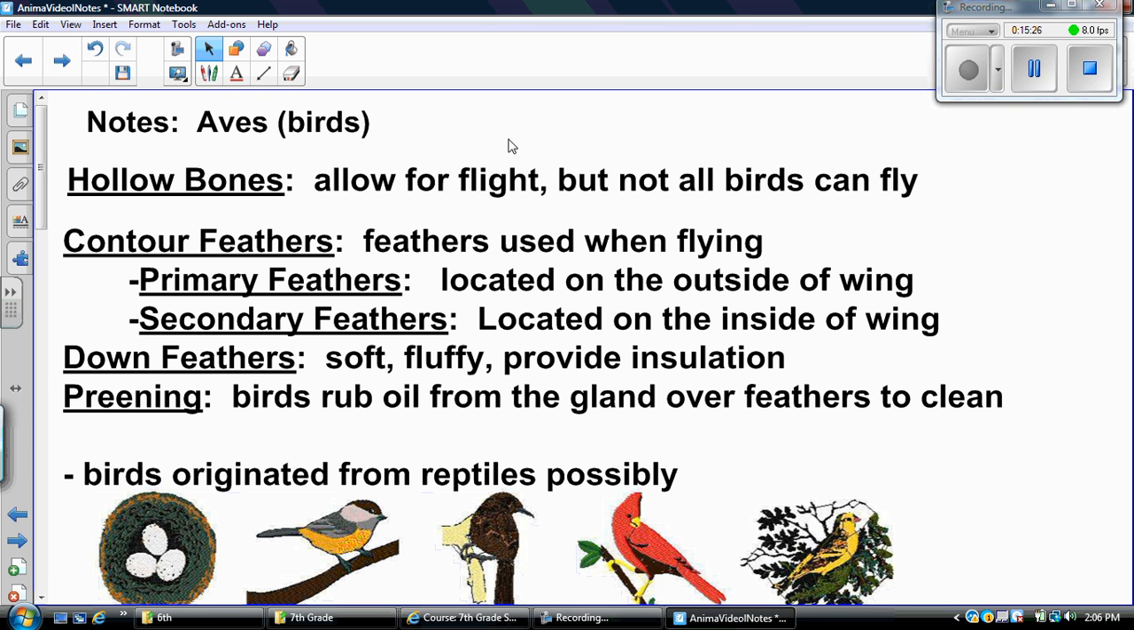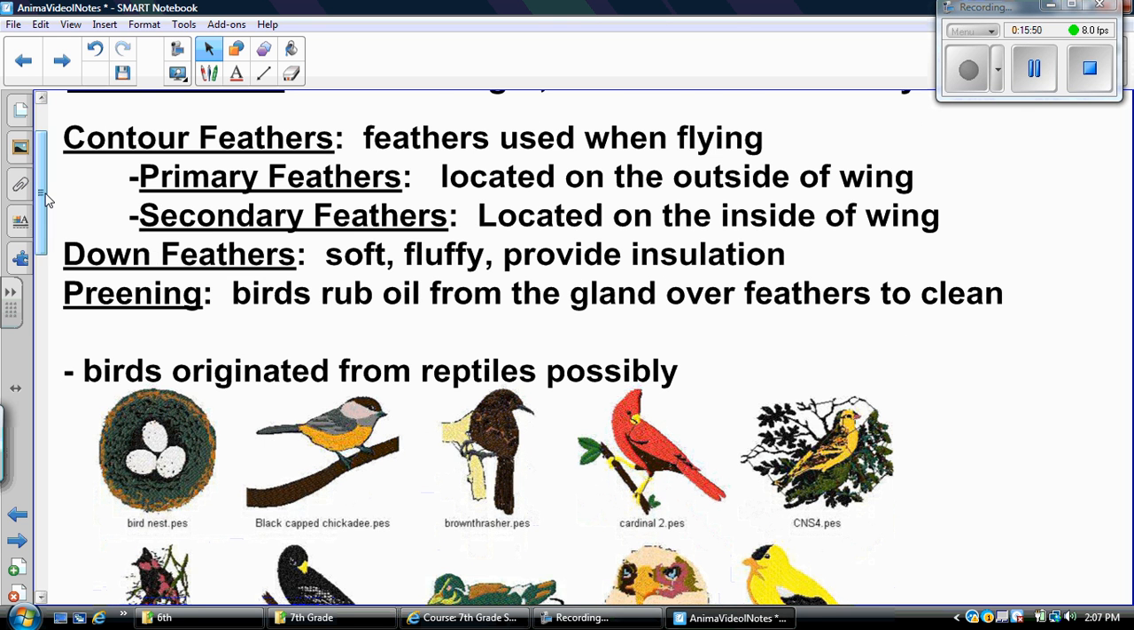They have different types of feathers. Contour feathers are feathers that are used in flying, primary and secondary. You've got primary located on the outside of the wing, secondary located on the inside of the wing. Down feathers are soft, fluffy, and provide insulation, and they preen. Birds rub oil from a gland over their feathers to clean them because they're so important when it comes to flight. We think birds originated from reptiles, so we think that the birds evolved from a singular species of reptiles.